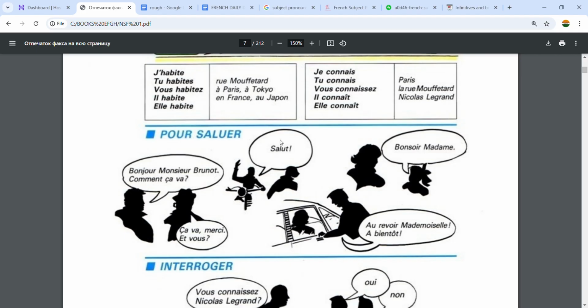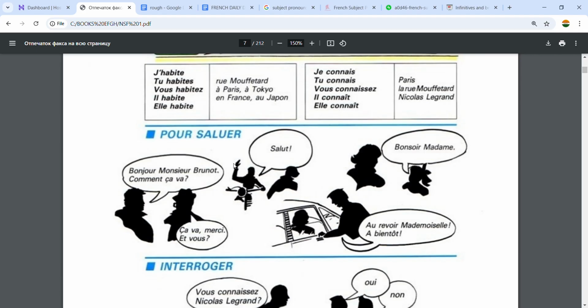So salut, hi, bonjour monsieur Bruno, comment ça va? Comment ça va means how are you or how it's going. This va is actually coming from a verb aller, which is an irregular verb, which means to go. So you need to study the verb as well. You can go to my playlist.